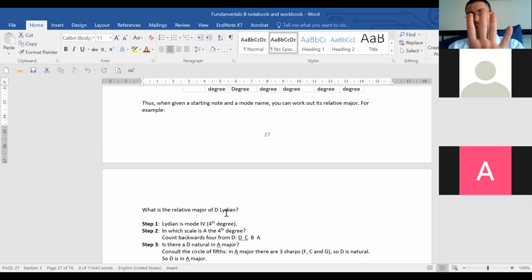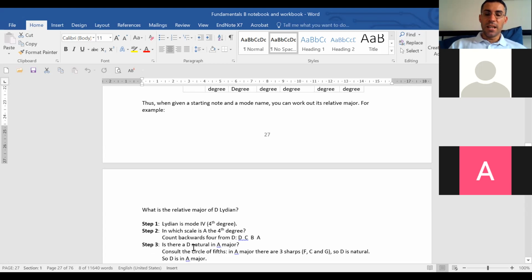So we know that Lydian is the fourth note. If the fourth note is D, the third note must be C, the second note must be B, and the first note must be A. Okay, you see that? We have to count backwards from D.